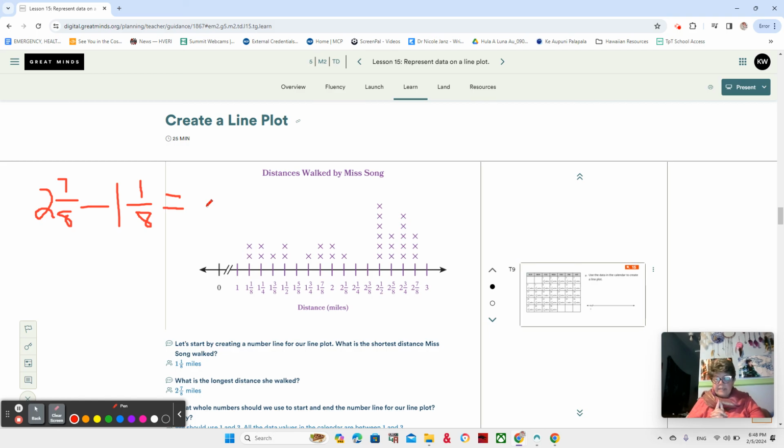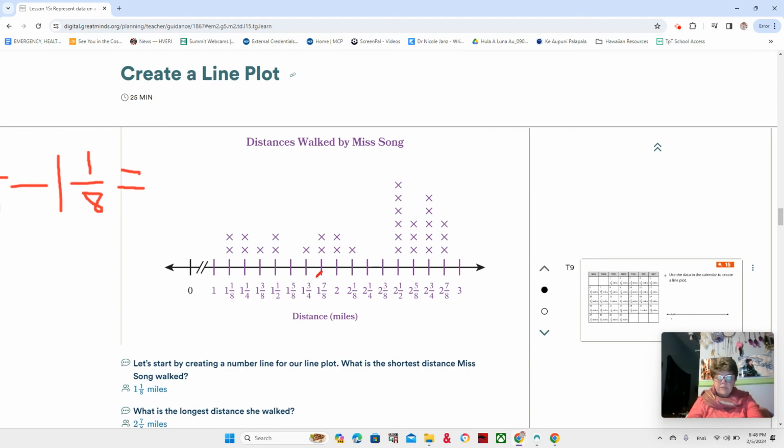And how many days did Miss Song walk less than 2 miles? That would be K. So less than 2 miles, how many days? So less than 2 miles is all of our data on this side, right? Because not 2 miles, but less than 2 miles. So we can just count the number of X's: 1, 2, 3, 4, 5, 6, 7, 8, 9, 10. So K would be 10 days, because that's how many days she walked less, right?